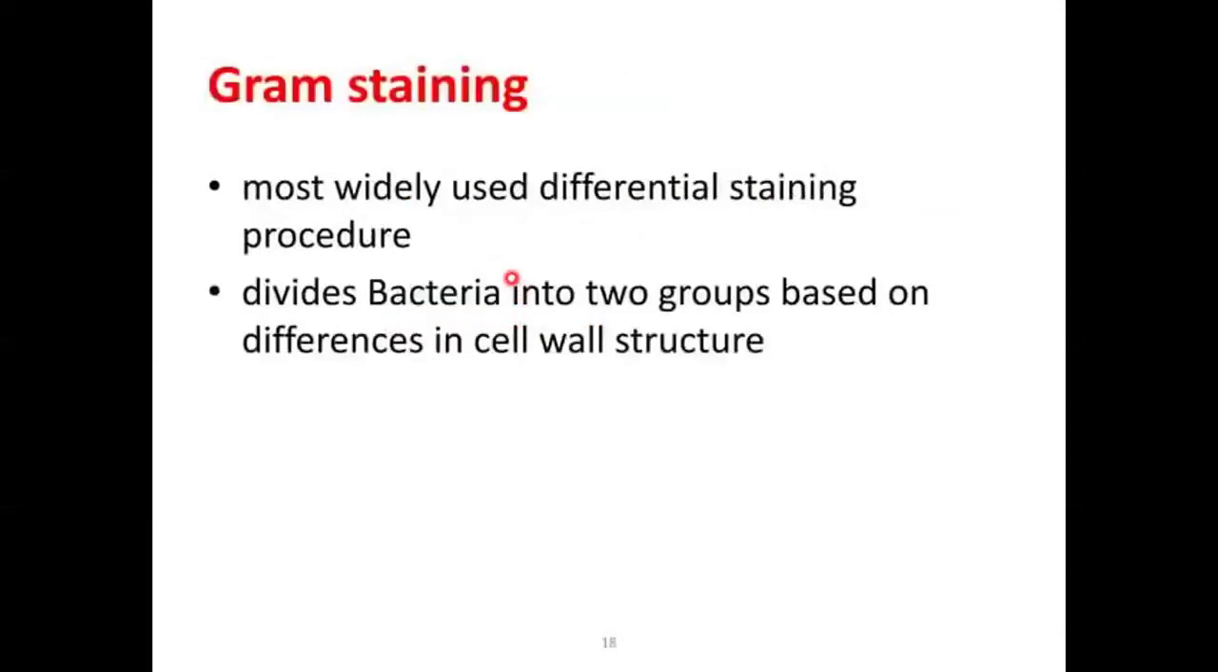Okay, then gram stain. So this is the most important stain that we use in microbiology. Okay, it was the first line lab test. It is the first line that we use to classify or to identify the type of bacteria. So it divides bacteria into two groups based on differences in cell wall structure. Okay. So this is very high yield. You should know how the procedure is done. You should know the types of bacteria that are gram positive and that are gram negative. Okay.